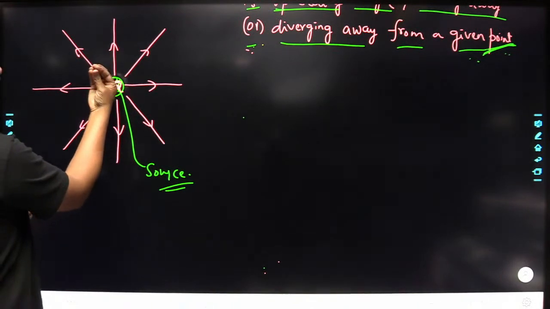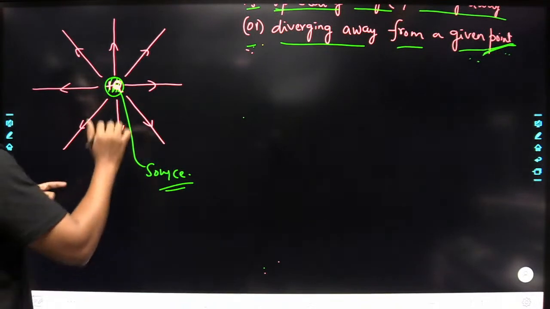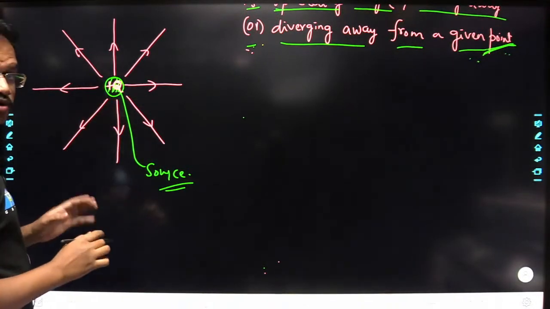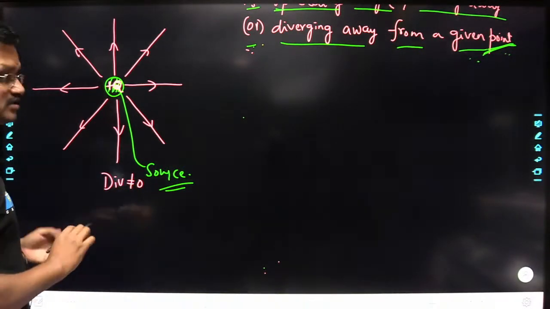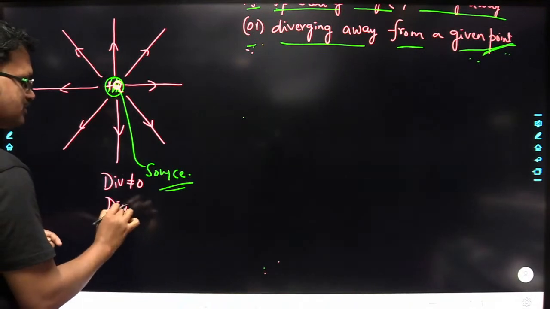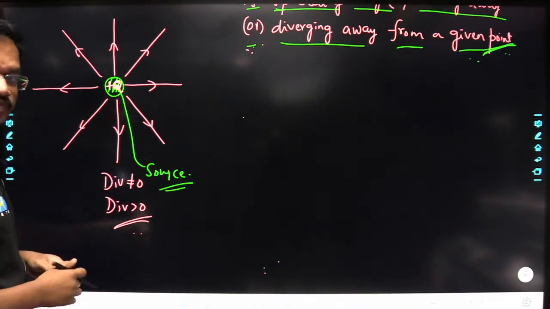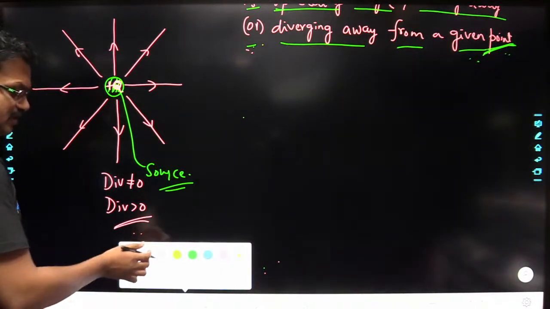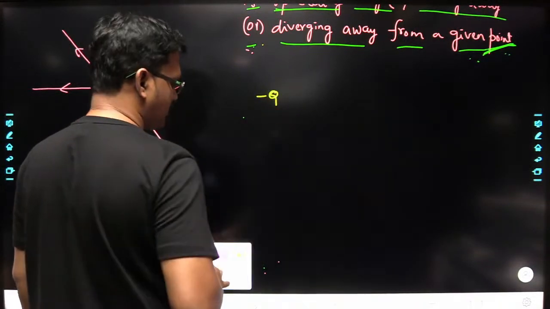All the field lines are leaving away from the given point. So if you try to calculate the divergence exactly at this location, what are you going to get? You are going to get divergence not equal to 0. Since all the field lines are leaving away from this point, you are going to get divergence greater than 0. And at this location, what is present? Source is present, right?